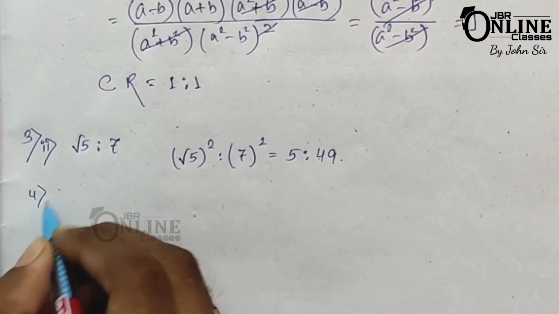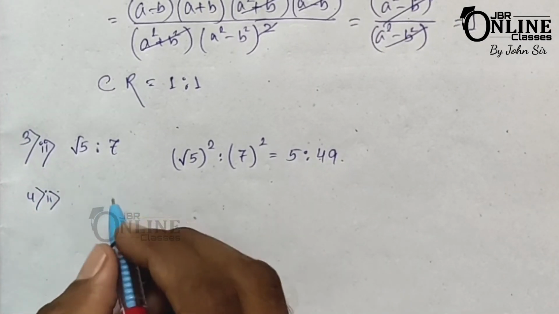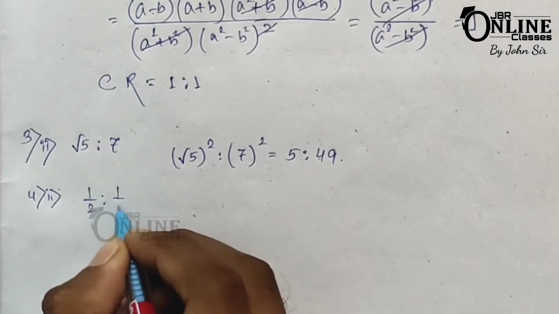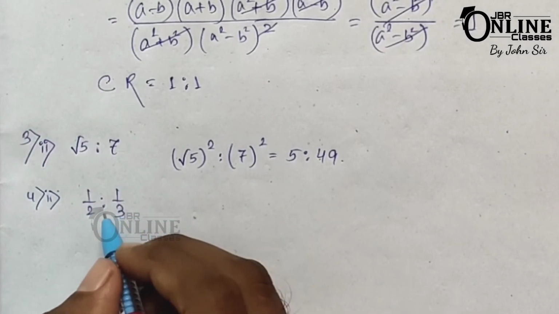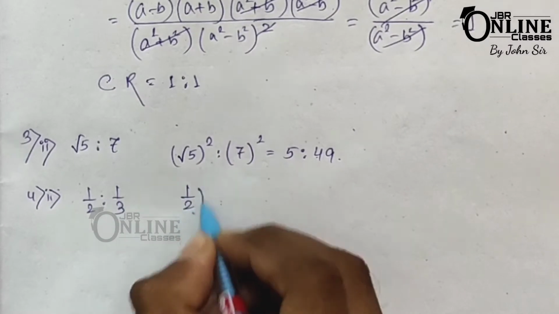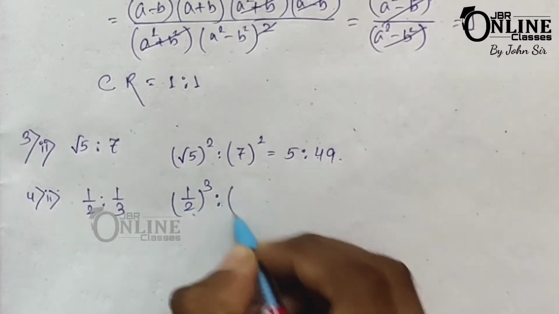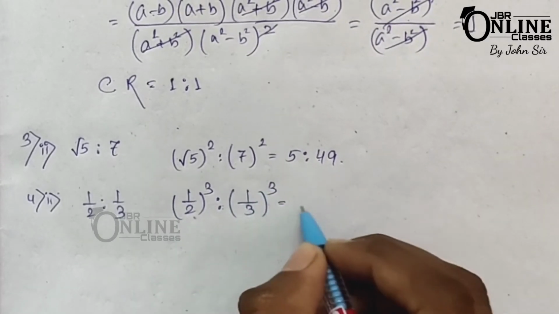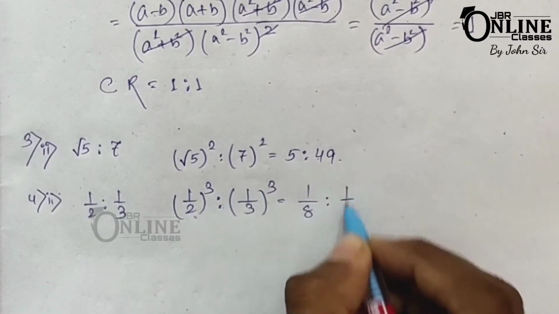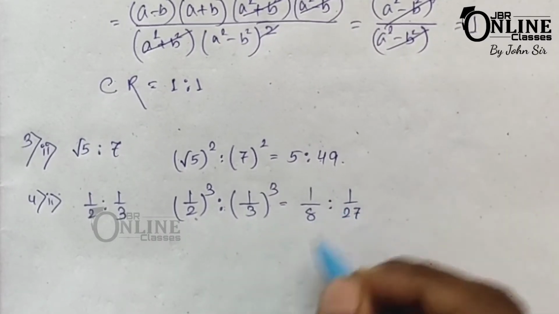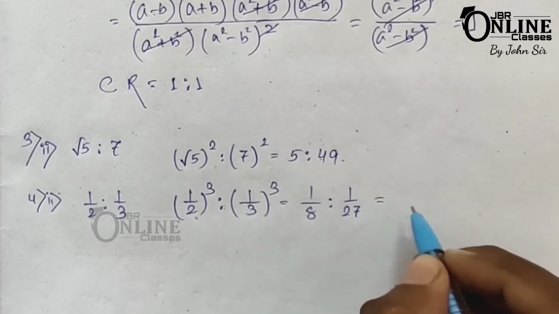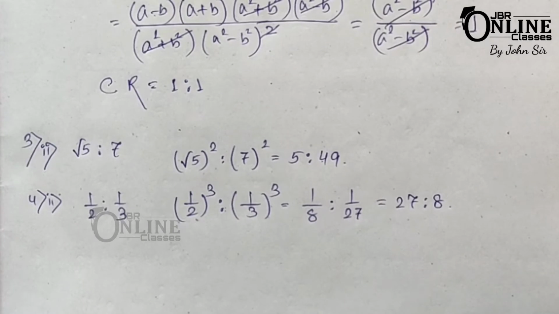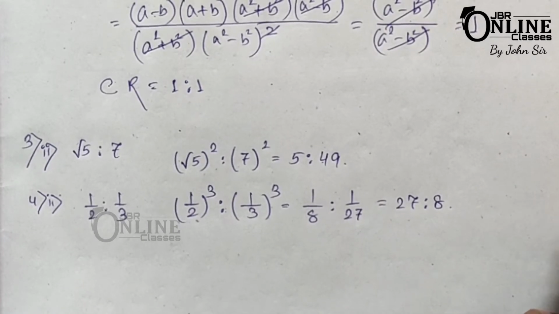Now in sum number 4, you have to find the triplicate ratio of 1 by 2 is to 1 by 3. To find out the triplicate ratio, just cube: 1 by 2 whole cube is to 1 by 3 whole cube, and that equals 1 by 8 is to 1 by 27. So 1 by 8 is to 1 by 27 equals 27 is to 8. So 27 is to 8 is the final answer.